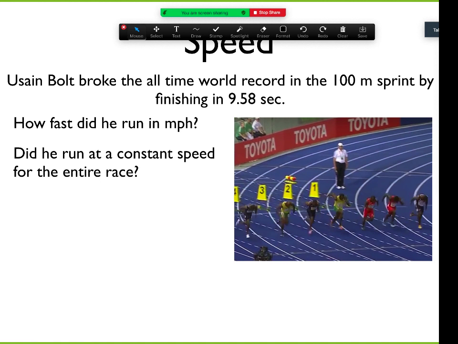No, right? So he had to accelerate at the beginning. Actually, the peak speed is kind of before the finish line, and then these sprinters actually slow down just a little bit right before the finish line.